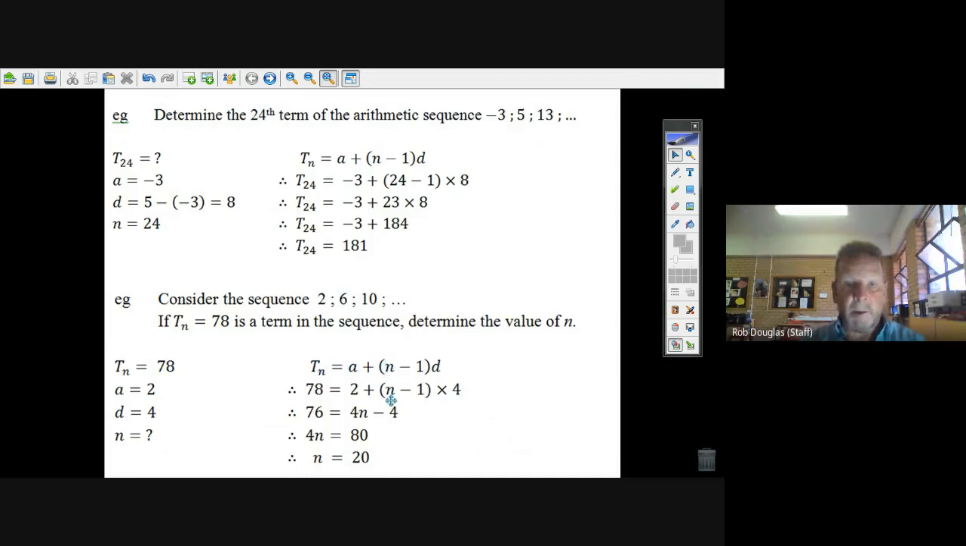Well, we don't know what n is, but we know D is 6 minus 2. Or you could go 10 minus 6, and you'd get that D is 4. And now you just multiply it out. 4 times n is 4n. 4 times minus 1 is minus 4. You subtract 2 from both sides. 78 minus 2 is 76. Then you add 4, and 76 plus 4 is 80. So 4n equals 80. Then you divide by 4 both sides. So n equals 20.